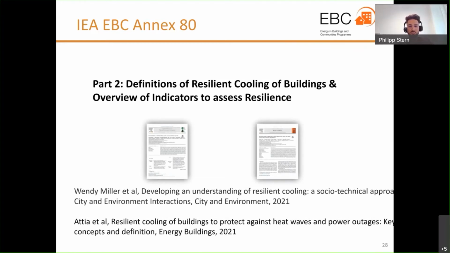And the findings I'm showing here are based on 2 papers from my colleagues, Wendy Miller from Australia, from Queensland Technical University of Queensland, and Shady Atta from University of Liège. The main authors, of course, this is a body of work with contributions from a lot of other experts too.